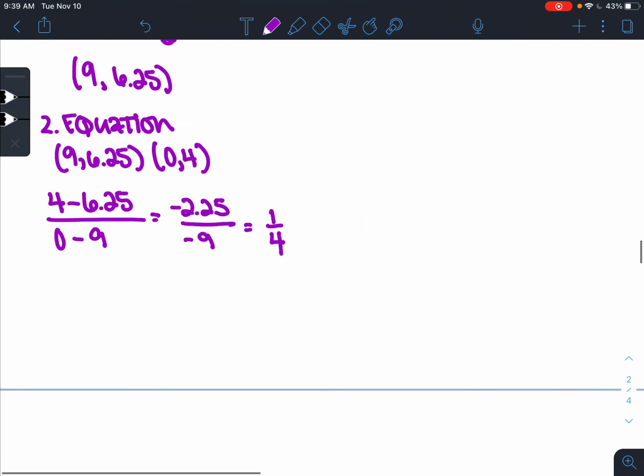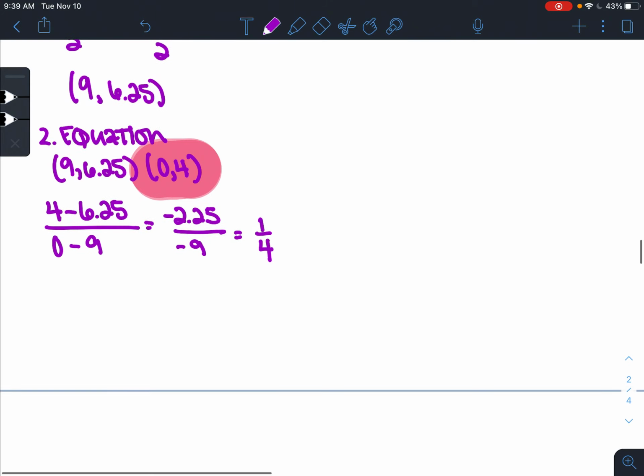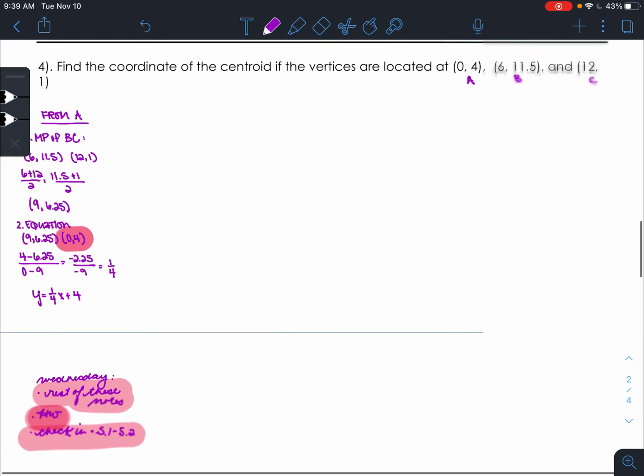Okay, now our equation, I'm actually going to consolidate this real quick because I notice that this point right here is my y-intercept because it's (0, 4), which means that my equation is y equals 1/4 x plus 4. So that's my first equation.